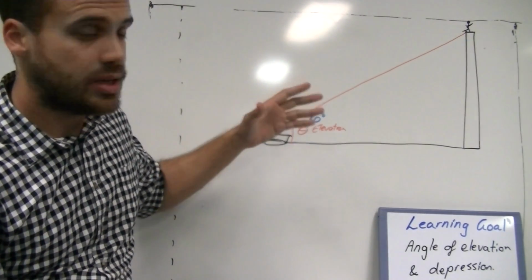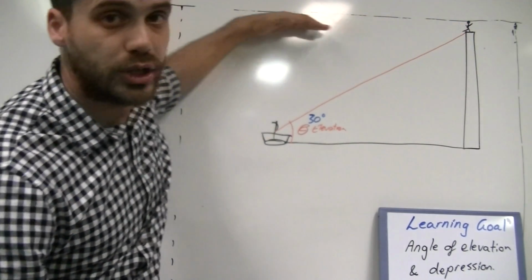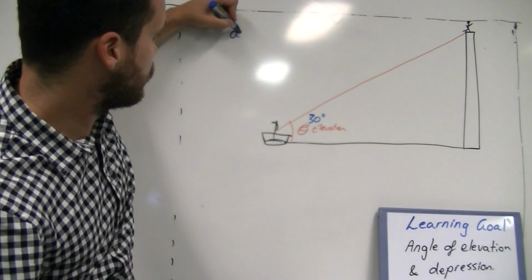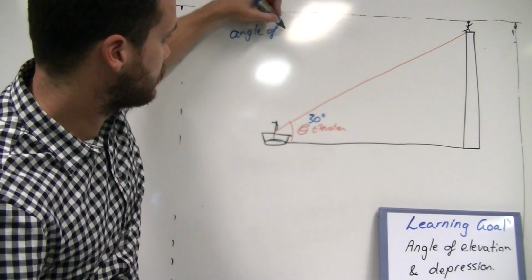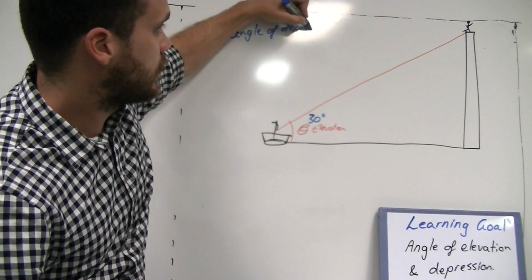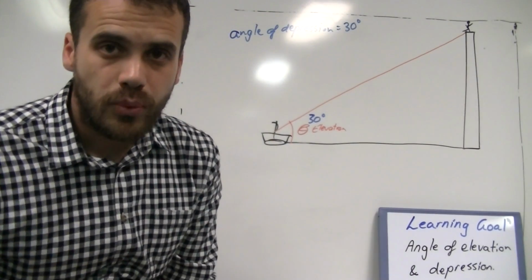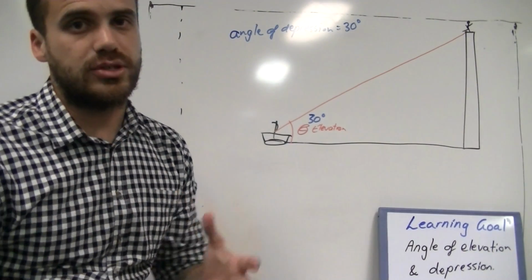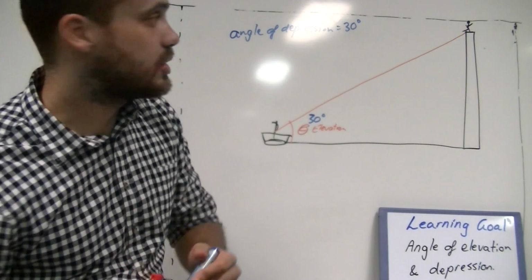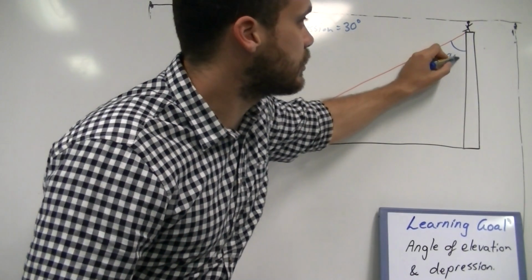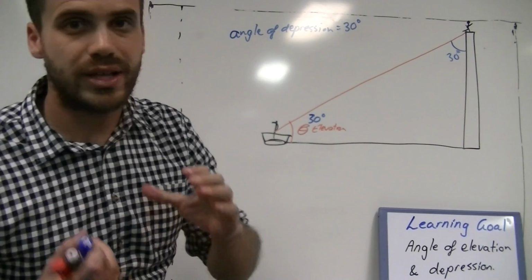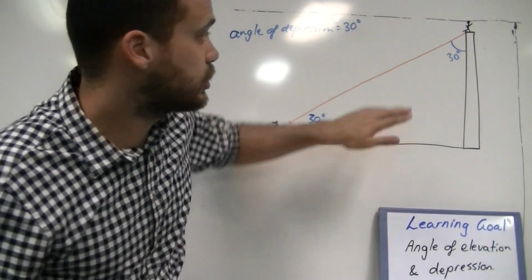The thing that we do tend to stuff up with is angle of depression. Now if I tell you the angle of depression equals 30 degrees, what I often see in these sorts of questions is people getting really excited and putting it in here and saying 30 degrees. Now that's absolutely not the angle of depression.